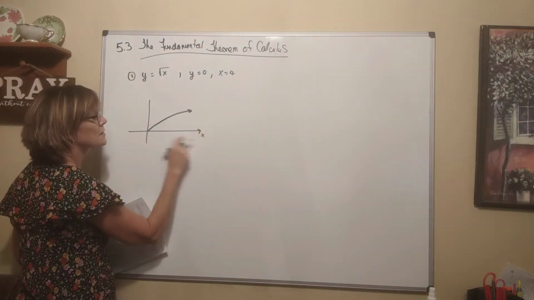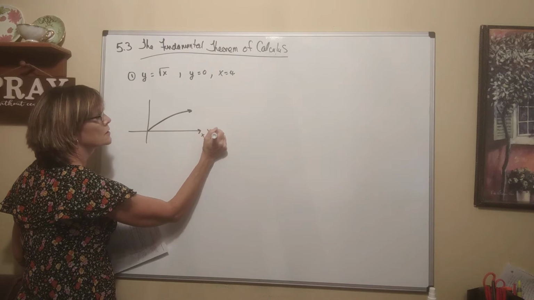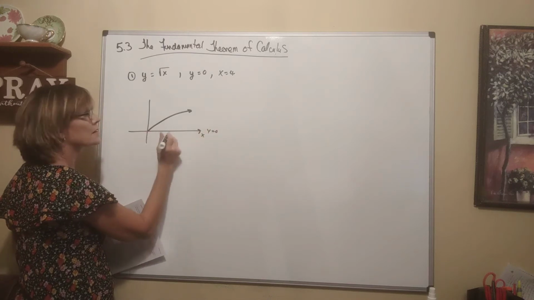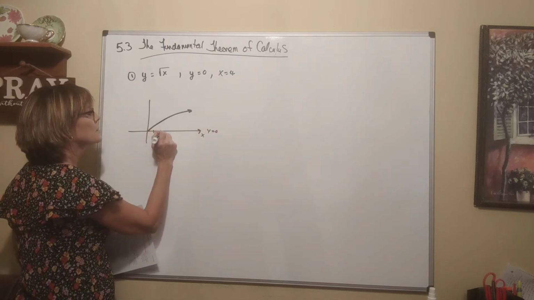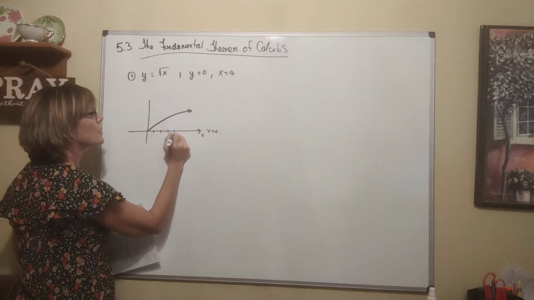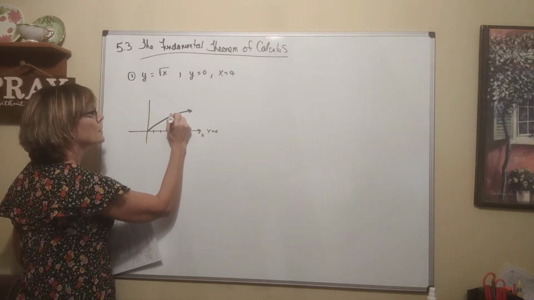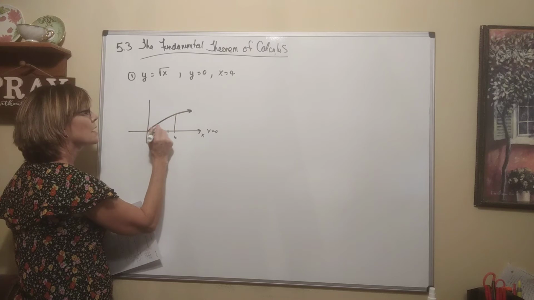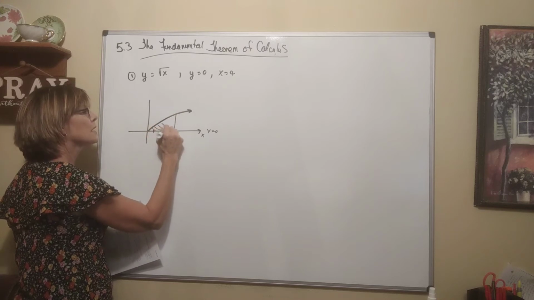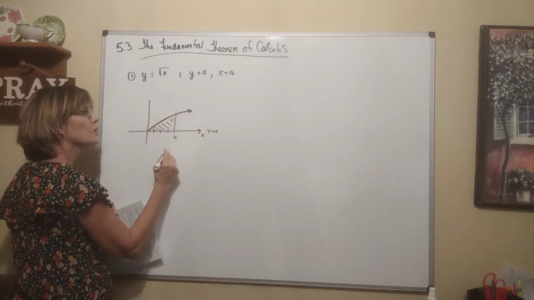This is the x-axis. This is y equals 0. So it's enclosed by this, and then x is 4. So here's 1, 2, 3, x is 4. We'll go up here. And so this area is what we're interested in calculating. Okay, how can we do that?